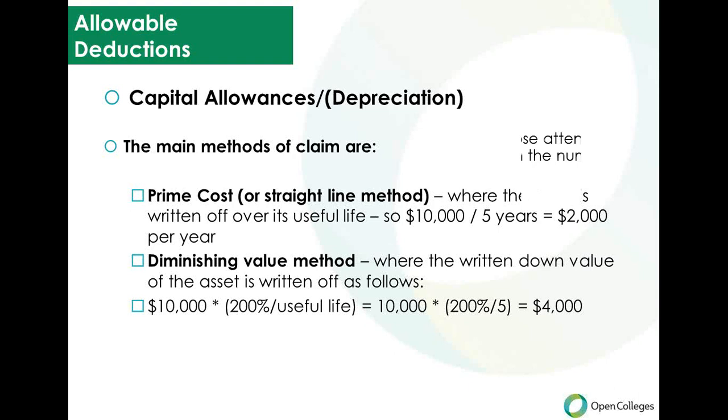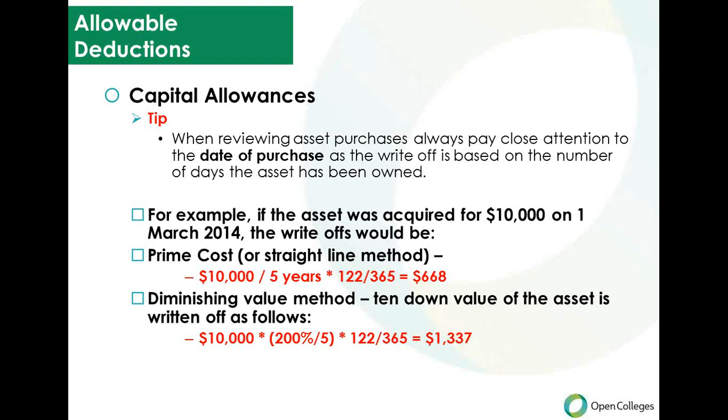Very clearly here, when you're reviewing your asset purchases, always pay close attention to the date of purchase, because the write-off is based on the number of days the asset has been owned. So if the asset was acquired on the 1st of March, the asset would only be held for 122 days. Under the prime cost method, it's $668, and under the diminishing value method, $1,337.